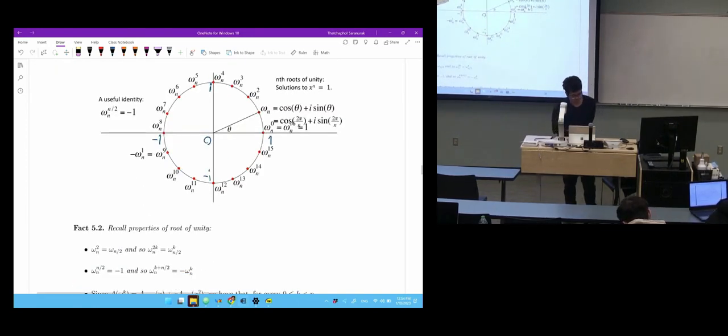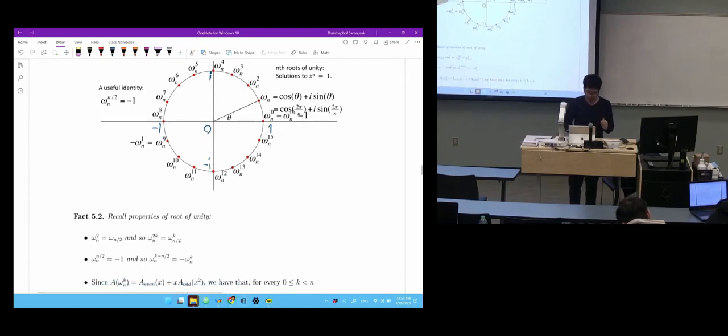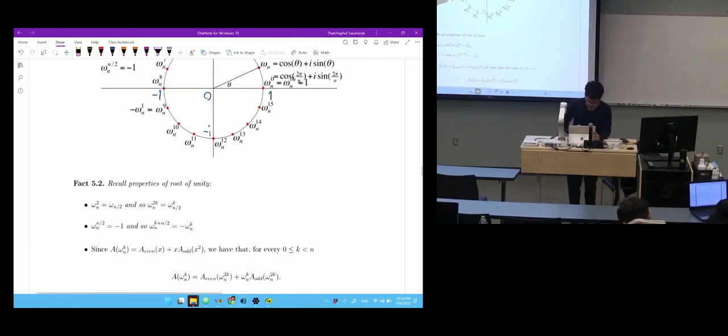And that's gonna be some... wait, I have a bug. This should be x. Just ignore this thing. A(x) is A even (x squared) plus x times A odd (x squared).